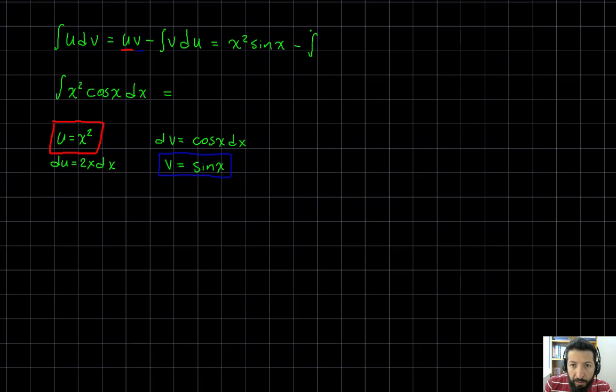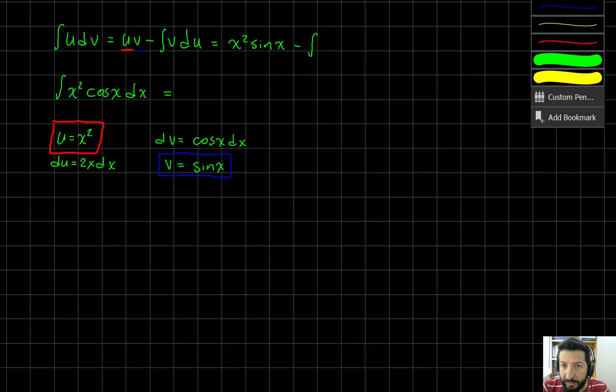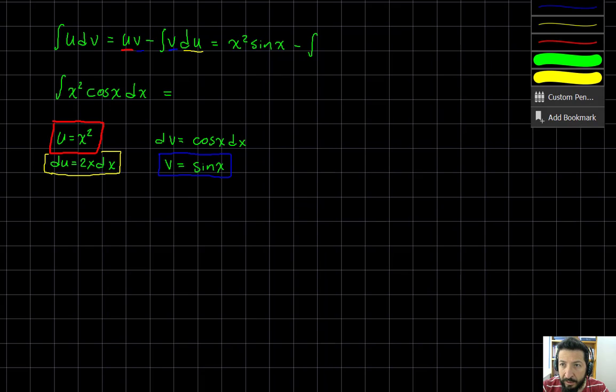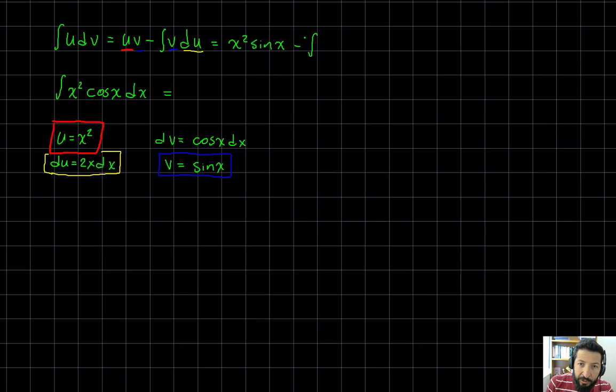Minus the integral of now v, which I chose blue for, appears here again, which is going to be the sine x, but then du, which appears here, is going to be a 2x dx. So I need to put that in place. So what do we get in the end? I get a 2x. I'm going to have a dx, but I'm going to put it also the sine.